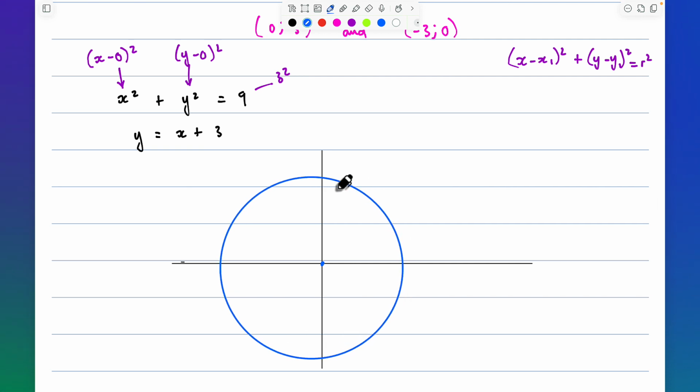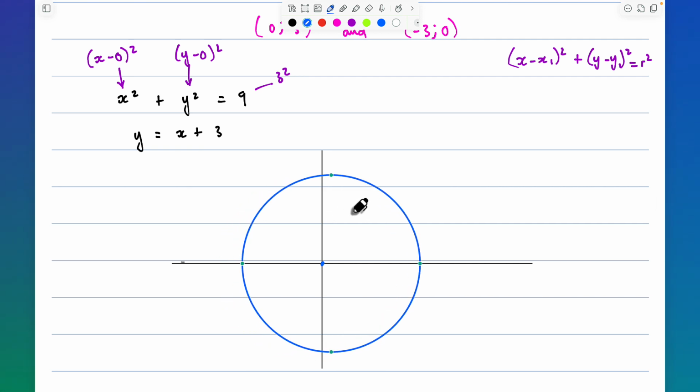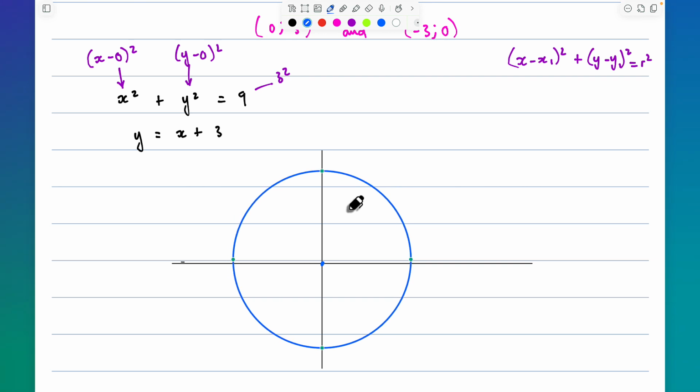Our circle looks, let's just do it like this, right? Where it goes from 0, because the radius is 3, that means it's going to go to positive 3 on this side, positive 3 on this side. And then in the negative y direction, it goes to negative 3 and negative 3. All right, so remember, this is your x and this is your y.